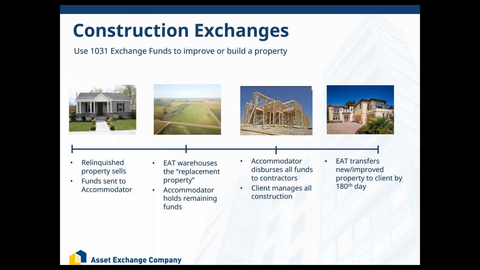Now, those improvements need to be done within 180 days. There it is again. It's coming back. Again, it never leaves. The 180 days is always going to be there. So that's how a construction improvement, built-to-suit exchange works.